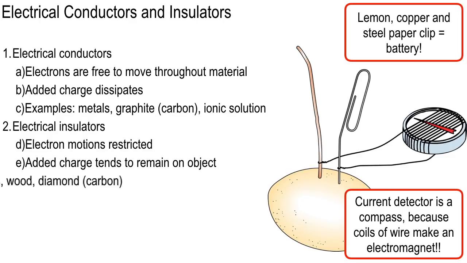So examples of insulators: glass, wood, diamond. Diamond's actually an insulator. Carbon graphite, conductor. Carbon diamond, insulator, relatively speaking.